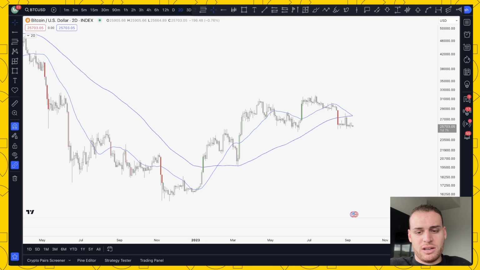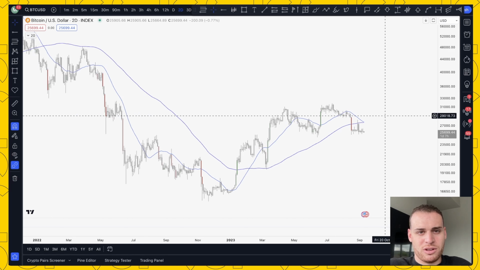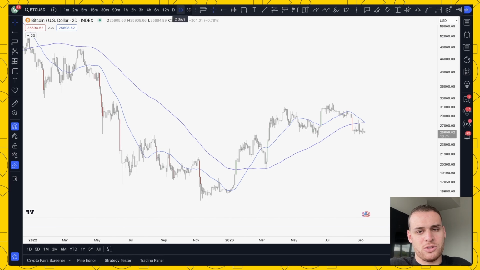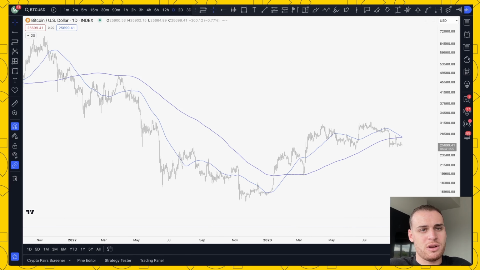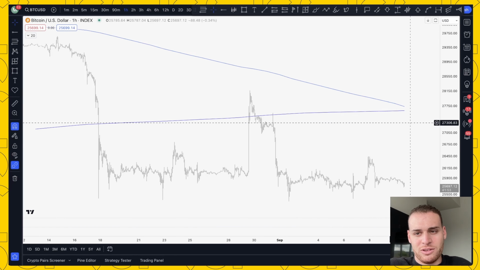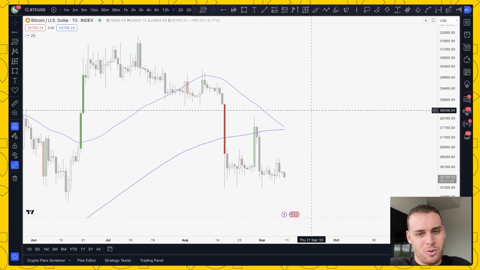So let's not waste any time. We'll dive right into the charts and discuss potentially what is to come. You'll see up here, this is on the 2-day chart. I have the moving averages locked on the daily time frame. So if we go down to the 1 hour, you can still see they're on the daily time frame, and they're about to cross.